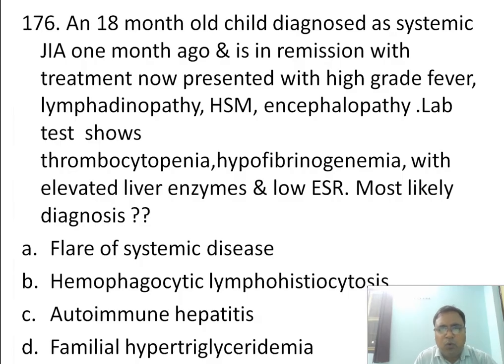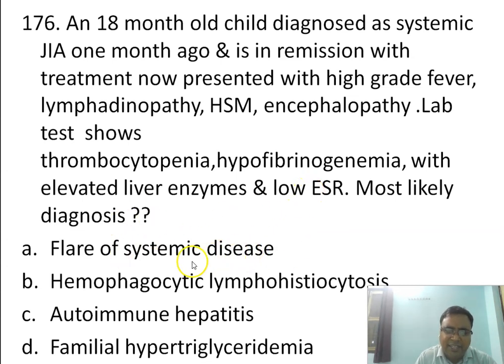Next, an 18-month-old child diagnosed with systemic JIA 1 month ago and in remission with treatment, now presented with high-grade fever, lymphadenopathy, hepatosplenomegaly, encephalopathy. Lab tests show thrombocytopenia, hypofibrinogenemia with elevated liver enzymes and low ESR. Most likely diagnosis? Nowadays you are getting so many such cases. Here the clue point is that it is a systemic disease, JIA, now presenting with high-grade fever, lymphadenopathy, hepatosplenomegaly, all these with classical lab findings of thrombocytopenia, hypofibrinogenemia, which is most important, and low ESR.